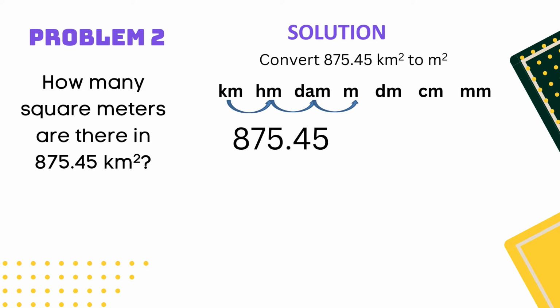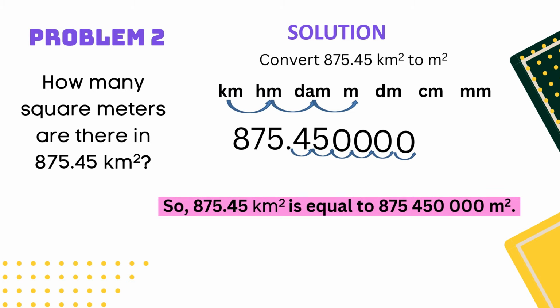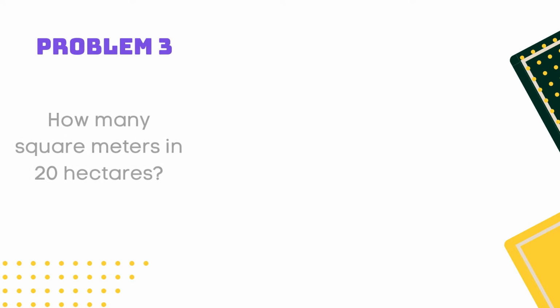In 875.4500, we're going to move the decimal point 6 places to the right. So 1, 2, 3, 4, 5, 6. Then we're going to put the placeholder 0 into our answer. So, 875.4500 square kilometers is equal to 875,450,000 square meters.